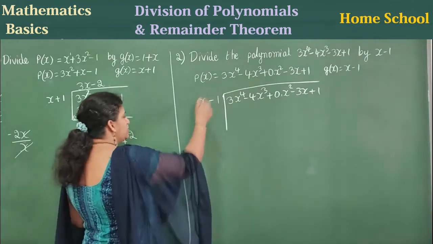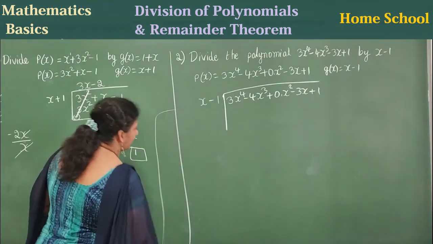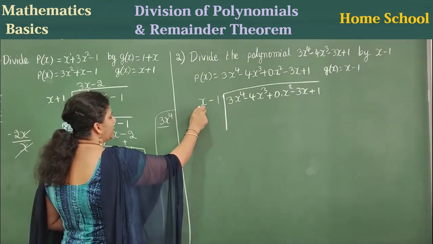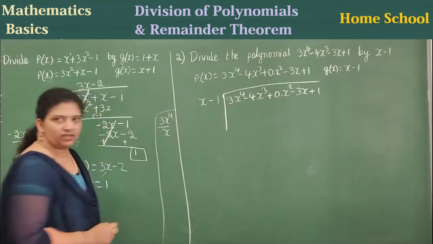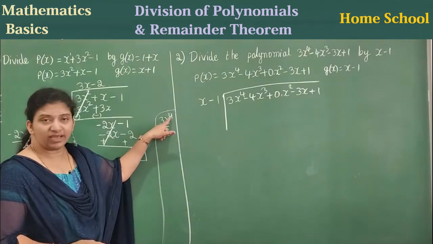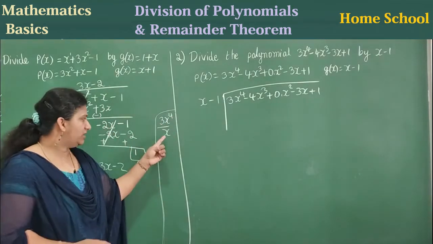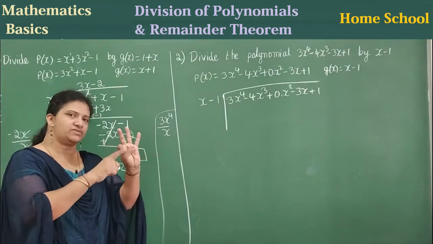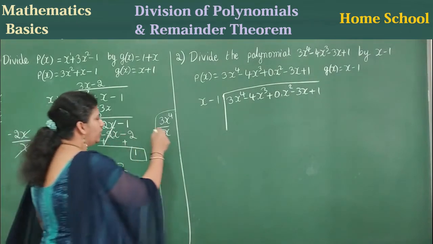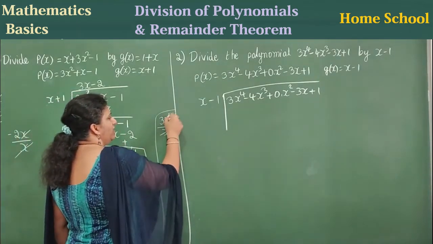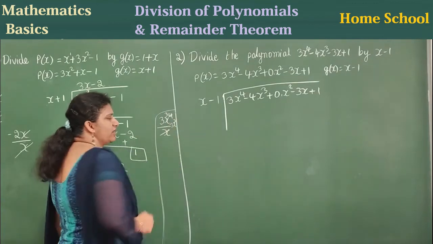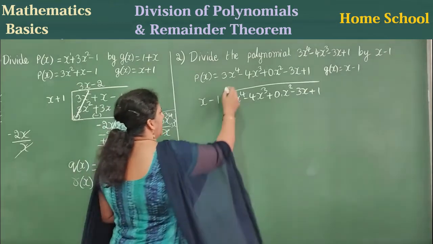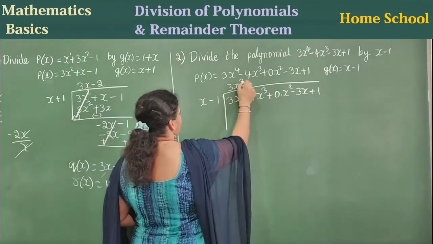Right? So, let's do it in a rough column. Let me take here rough. First term in dividend, 3x power 4. First term in divisor, x. Now, observe here. Here, how many x do you have? 4x you have. Denominator, 1x. If you cancel 1x in 4x, how many x will be there? 3. Right? That only you write. That will be 3x cube is your answer. This 3x cube, write it here.